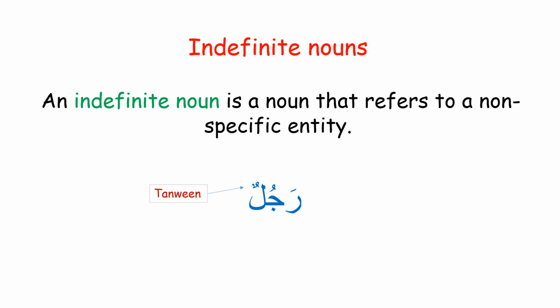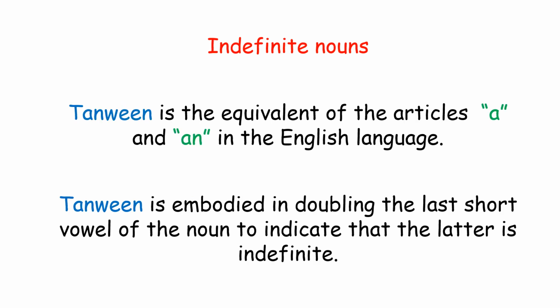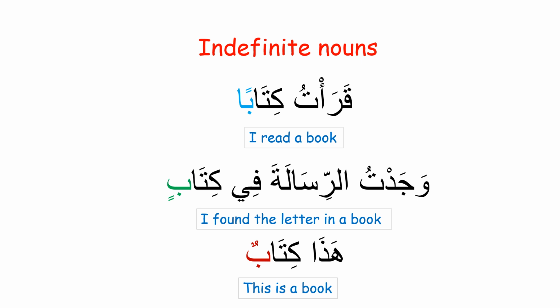So if you don't know what tanween is, you will have to pause the video and go check that series first. It's crucial. The link will appear on the right side of your screen to make the task easier. Please don't rely only on the following, since it is a rundown of the most important points regarding tanween. Right, so tanween is the equivalent of the articles a and an in the English language, and it consists on doubling the last short vowel of the noun to indicate that it is indefinite.